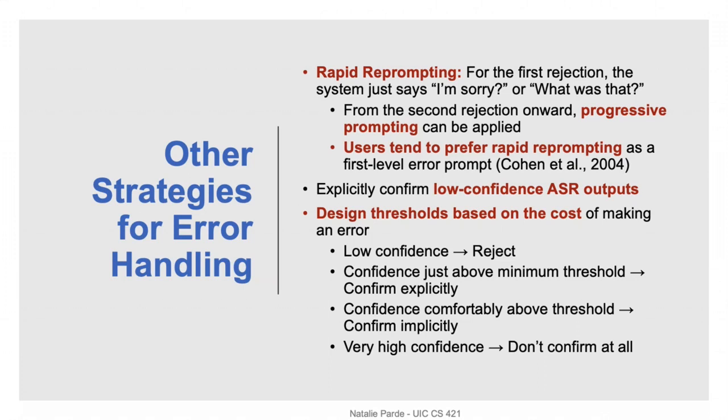Aside from the strategies already discussed, a few other strategies for error handling include rapid reprompting, explicitly confirming low-confidence ASR hypotheses, and designing thresholds based on the cost of making an error. These are all modeled after behaviors that humans engage in during similar situations. For example, if you're not sure what someone said, but you can also tell from context that it isn't overly important to know what they said, you're probably not incredibly likely to interrupt them and ask them to repeat what they said.